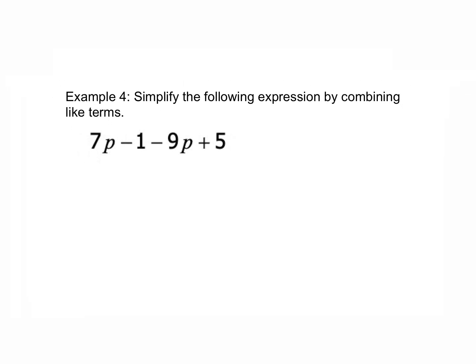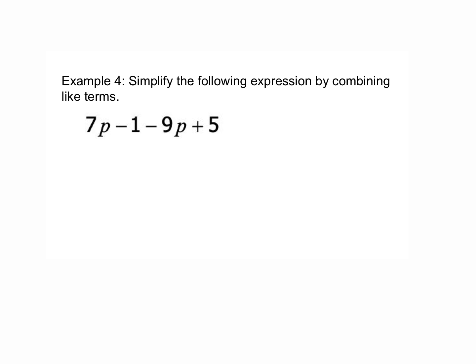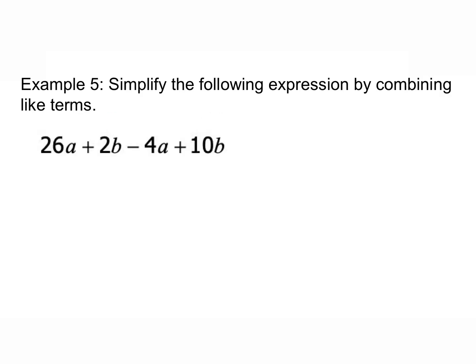Here we're going to simplify this expression by combining like terms. So we have 7p minus 9p. I'm going to box this. And then we have negative 1 plus 5. I like to box the negative numbers to just keep in mind that you have to keep the negative with it. So 7 minus 9 is going to be negative 2, so we have negative 2p. And then we have negative 1 plus 5, which is 4. So then we have that.